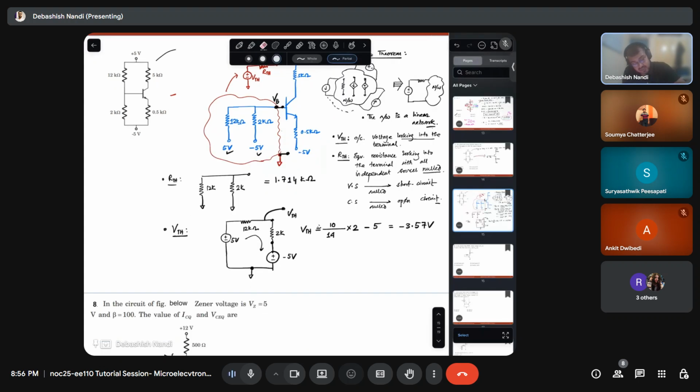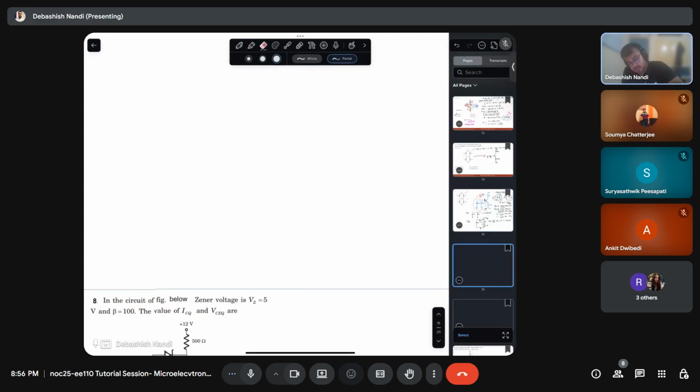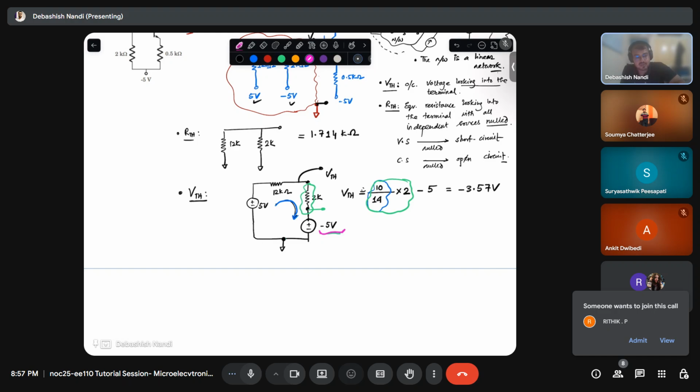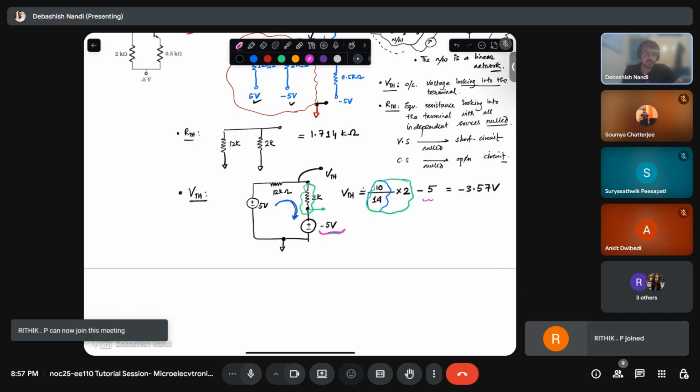Others, do you have any question in this? So we found the current through this, then we found the voltage across this. This voltage is from this point, but we want it from ground, right? So I need to subtract this minus 5 volt. So that part is done.